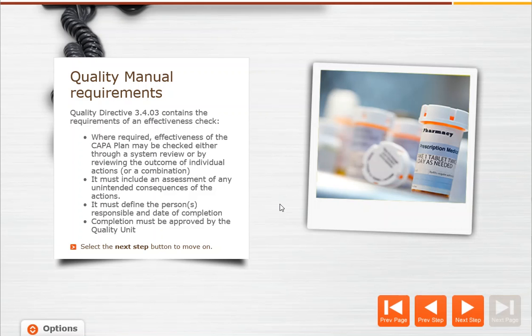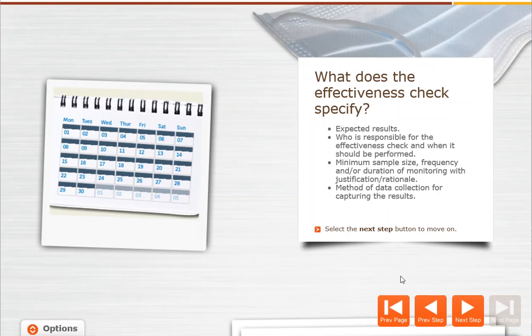Quality Directive 3.4.03 contains the requirements of an effectiveness check. Where required, effectiveness of the CAPA plan may be checked through a system review or a review of the outcome of individual actions. It must include an assessment of any unintended consequences, and it must define the persons responsible and the completion date. Finally, completion must be approved by the quality unit. The effectiveness check specifies what the expected results should be, who is responsible, when it should be performed, and the specifications and methods for collecting results.